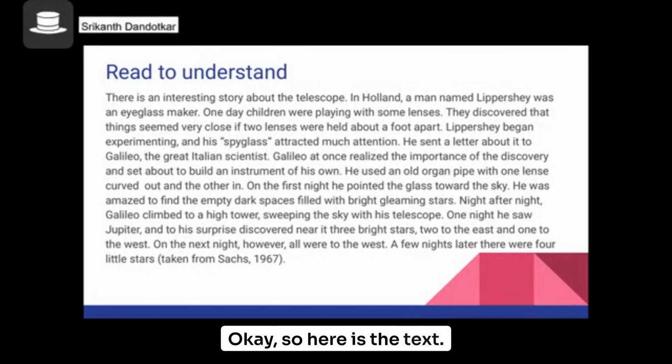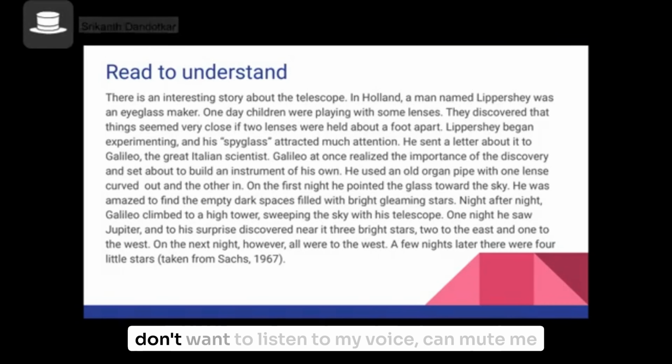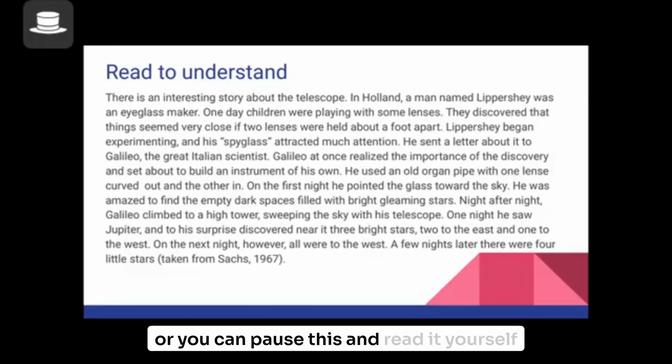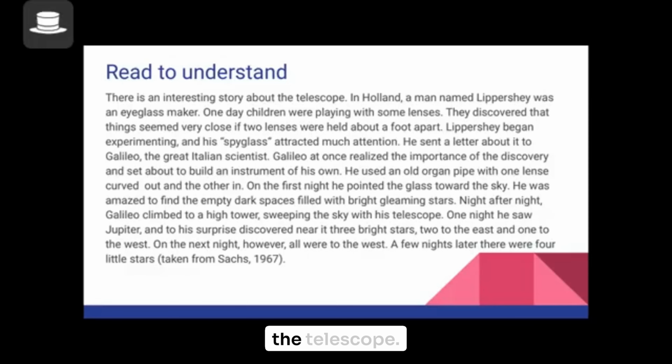Okay, so here is the text. I'm going to read it for you, but if you don't want to listen to my voice, you can mute me or you can pause this and read it yourself and come back to this in the next slide. Okay, so there is an interesting story about the telescope.